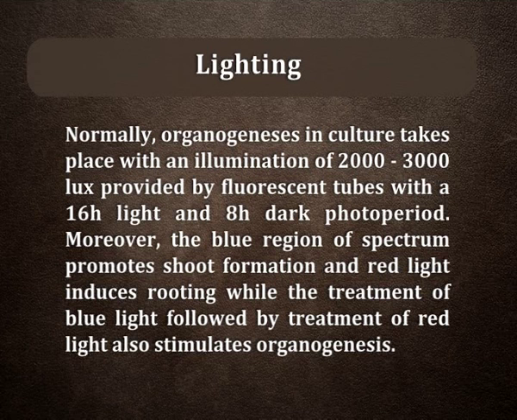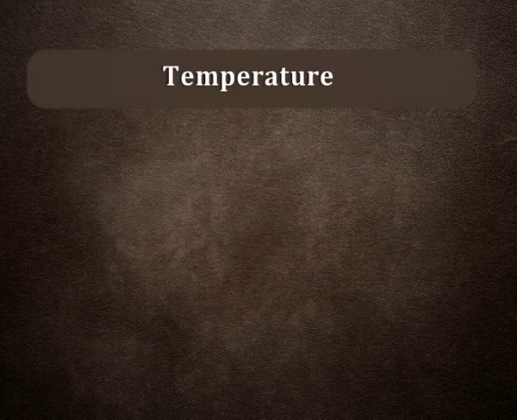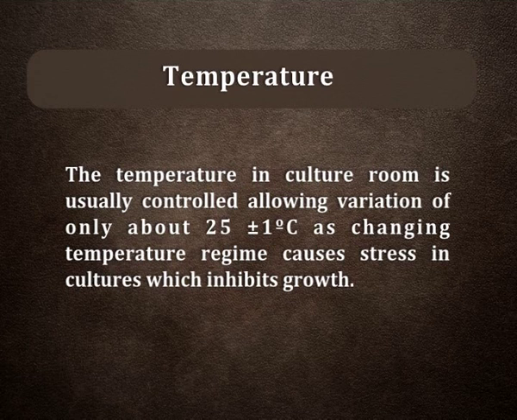Moreover, the blue region of spectrum promotes shoot formation and red light induces rooting, while the treatment of blue light followed by treatment of red light also stimulates organogenesis. The second condition is the temperature. The temperature in culture room is usually controlled, allowing variation of only about 25 plus or minus 1 degree Celsius, as changing temperature regime causes stress in cultures which inhibits growth.